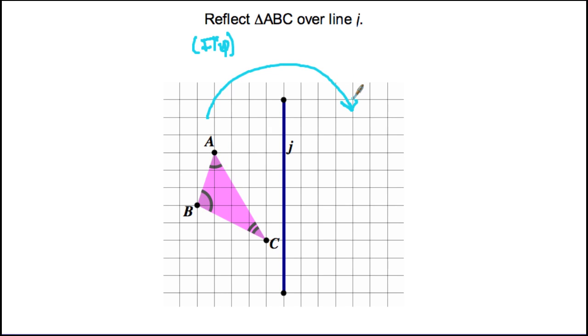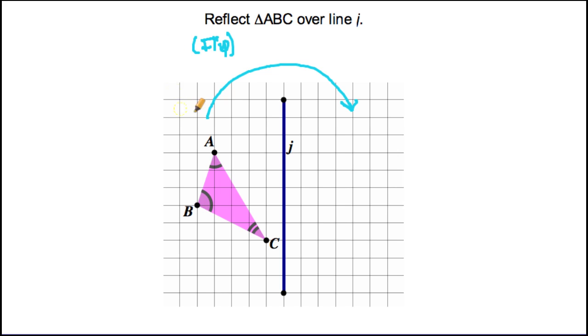And so, it's like the idea of looking in a mirror or reflecting something in this line J, which is kind of like acting as our mirror. So an easy way to do a reflection is when you have a grid, all you're doing is counting how many spaces away from the mirror each of your points is, and then reflecting that on the other side. So let's take a look and see what I mean by this.